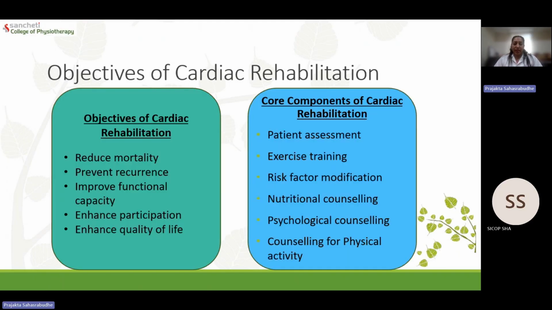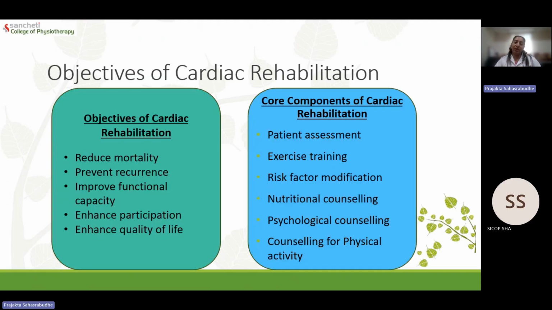Objectives of overall cardiac rehabilitation are to reduce mortality, prevent recurrence, improve functional capacity, enhance participation, and enhance quality of life. So all these things we have already seen in our definition. And the core components of cardiac rehabilitation begin with patient assessment.